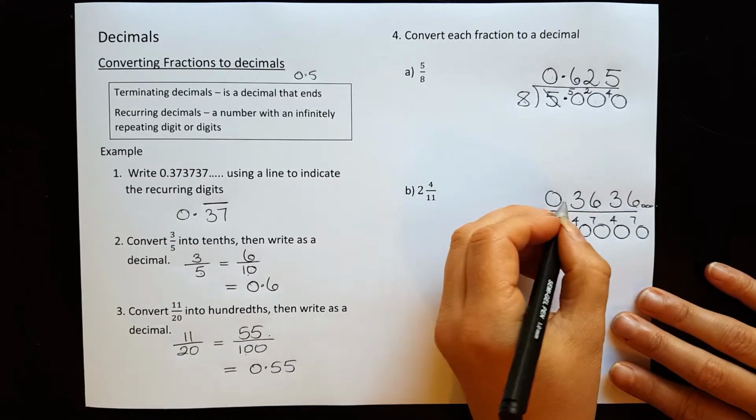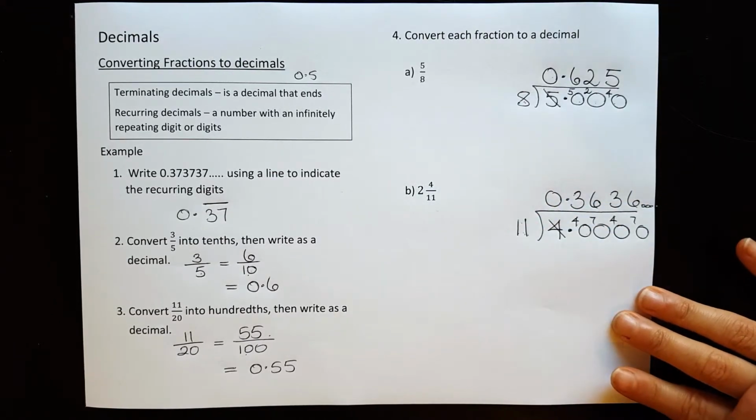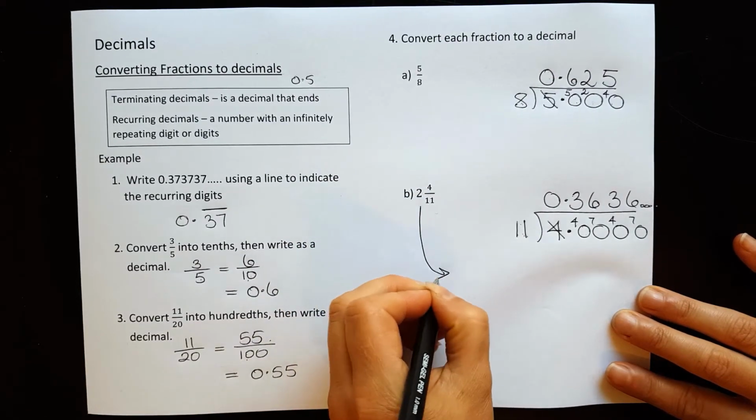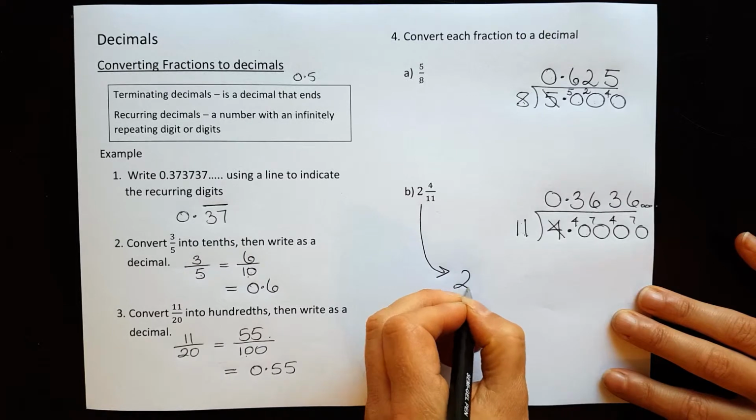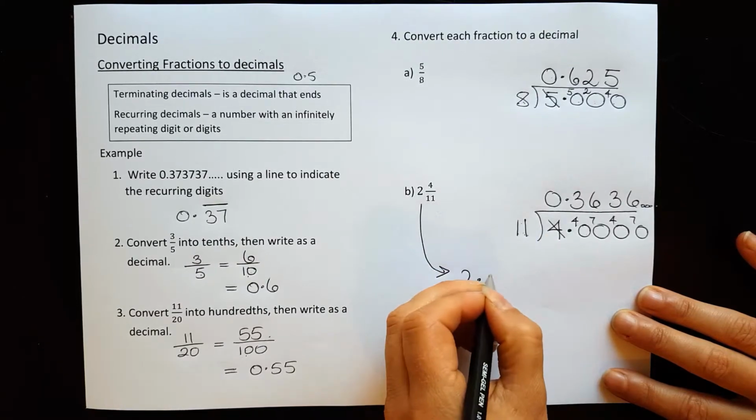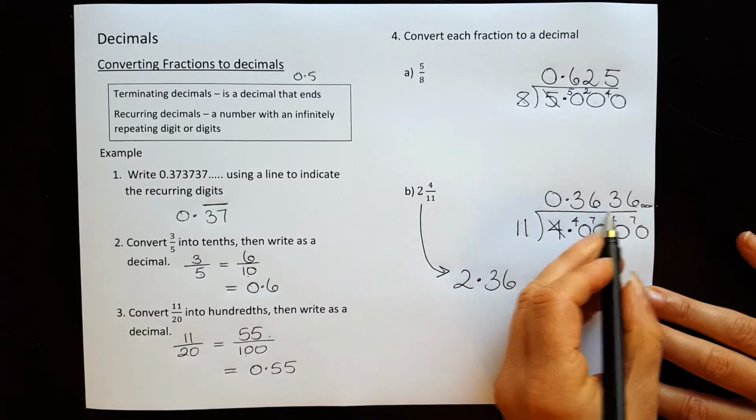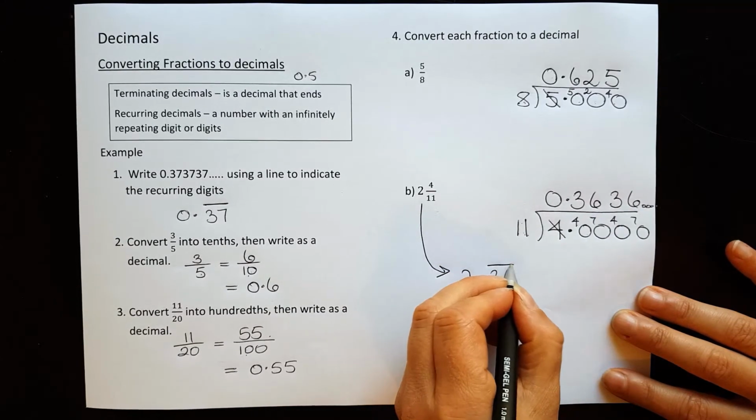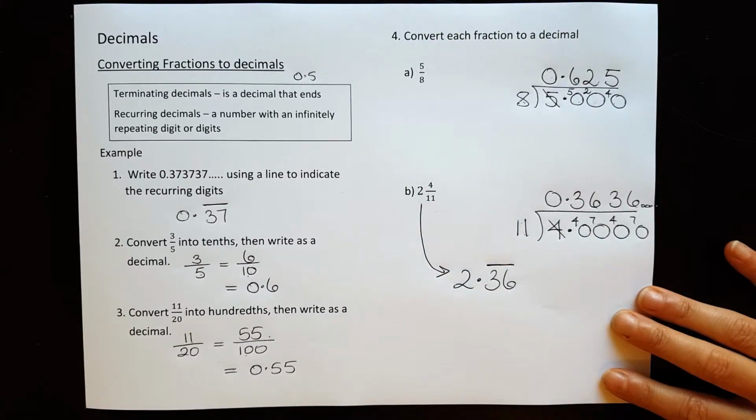So this is actually going to give me a recurring decimal for an answer. So the answer to this question is 2.36. And instead of having to write 3636, we can just put the bar over the top of the 3 and the 6 to show that they repeat.